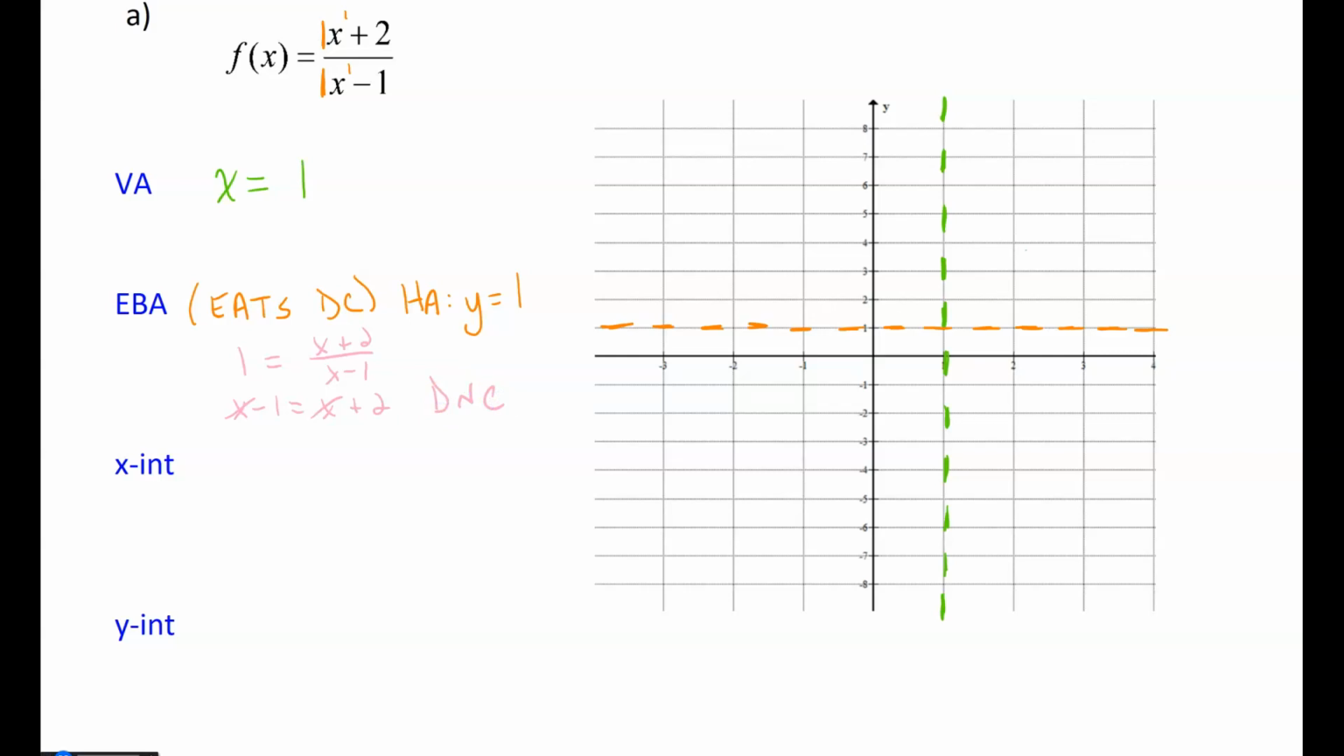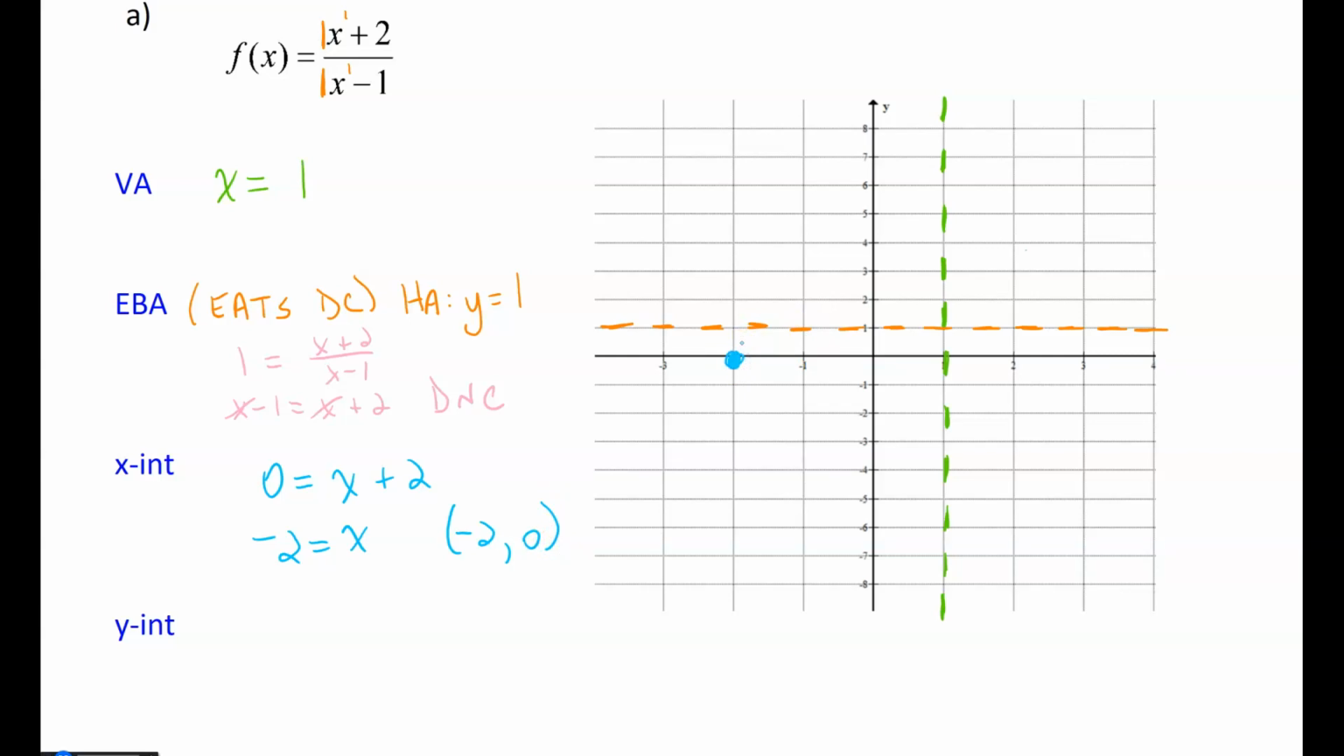So next thing, I want to find my x-intercepts. X-intercepts means you set y equal to 0. And so the denominator is going to 0 out when it gets multiplied over. So I'm only concerned with setting the numerator equal to 0. So 0 equals x plus 2, which means x is equal to negative 2. So we have an x-intercept at negative 2, 0. And I'm going to go ahead and plot that.